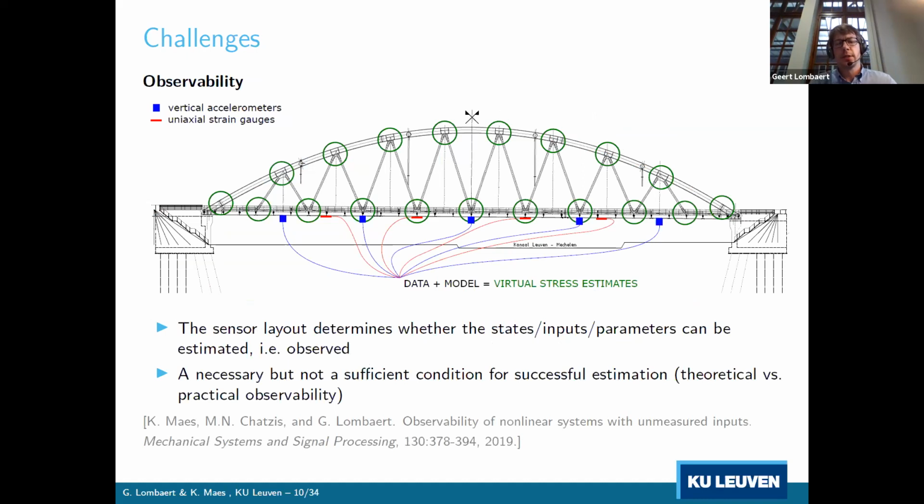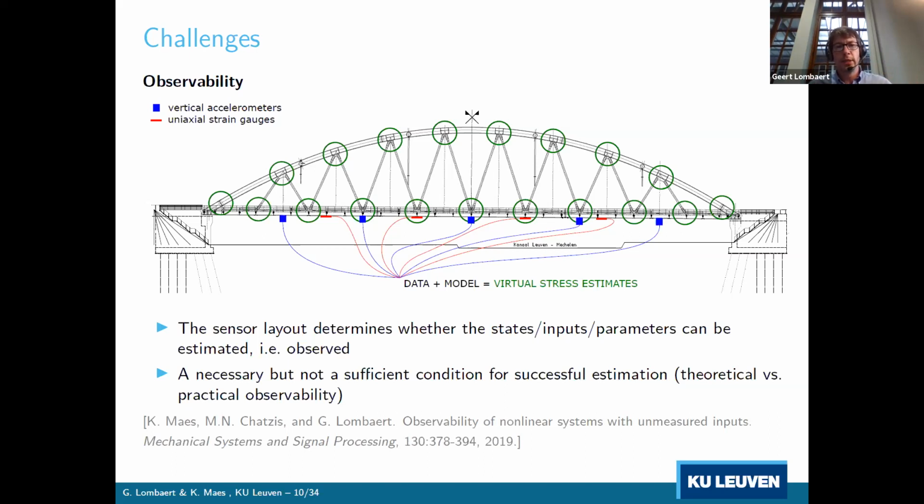The second challenge is making sure that the data we collect is sufficiently informative. And this is a matter of what is called observability. The example of the railway bridge, we will come back to later in this presentation. For now, the thing I would like to stress is simply that if we want to reconstruct the state, estimate inputs, or estimate parameters, we need to make sure that that information is available in the data that we are collecting, that we have a sufficient number of accelerometers, strain gauges, displacement transducers, and so on. So that is very important.